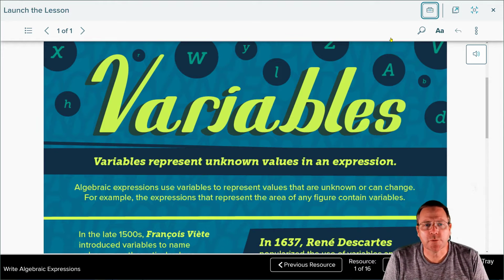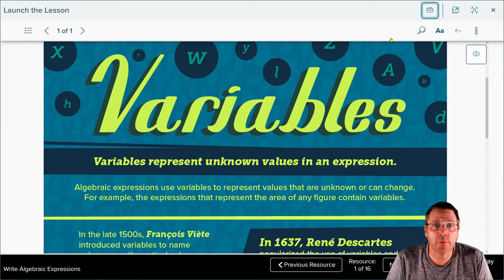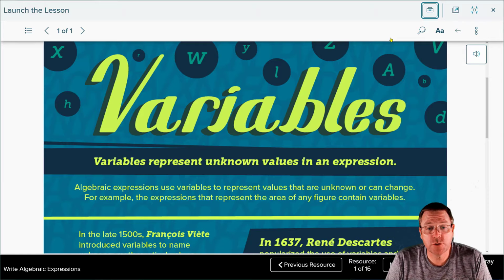Now we're going to start off with variables and what they are. Variables represent unknown values of an expression. They represent some number, but initially you don't know what that number is. You may end up finding out what that number is later on by solving, isolating your variable, or you may never actually find out what the variable represents. Depends on the problem. Algebraic expressions use variables to represent values that are unknown or can be changed.